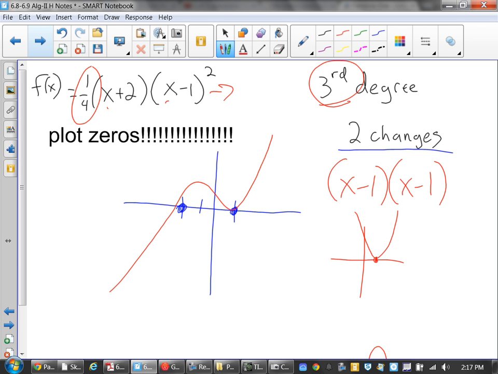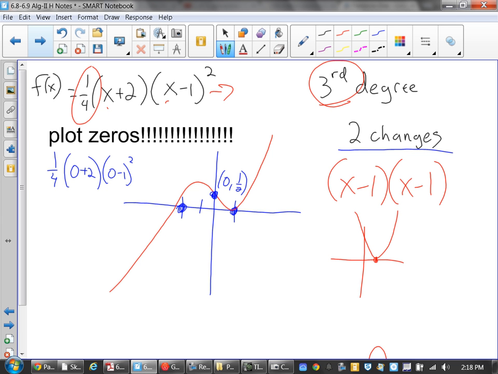Okay. So now we're going to do the same thing. We're still going to figure out what our y-intercept is. Your y-intercept is when x is equal to 0, and this should be really easy to do in your head. Your y-intercept would be 1/4 times 0 plus 2, and 0 minus 1 quantity squared. So what's 0 minus 1? Negative 1. What's negative 1 squared? 1. What's 1 times 2? 2. What's 1/4 of 2? 1/2. So my y-intercept then is at 0 and 1/2. Just substituting 0 for x.